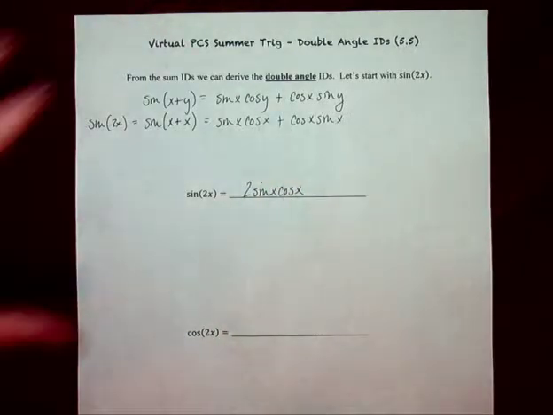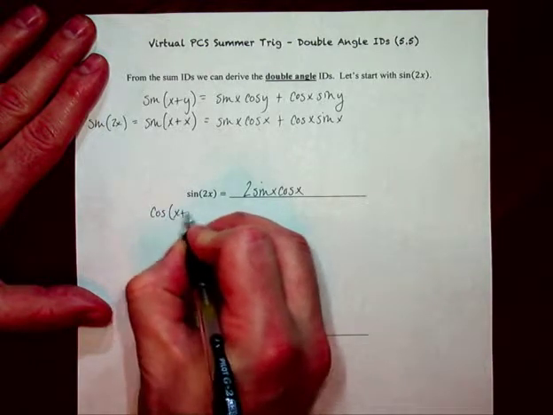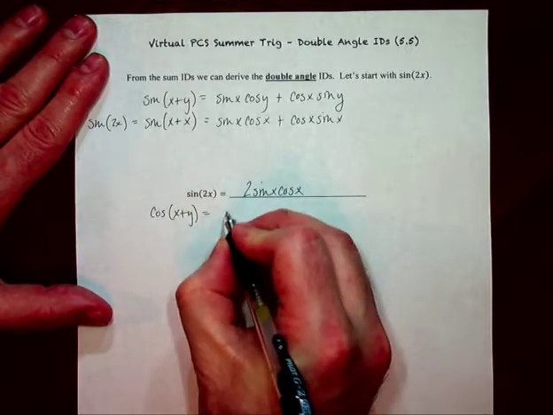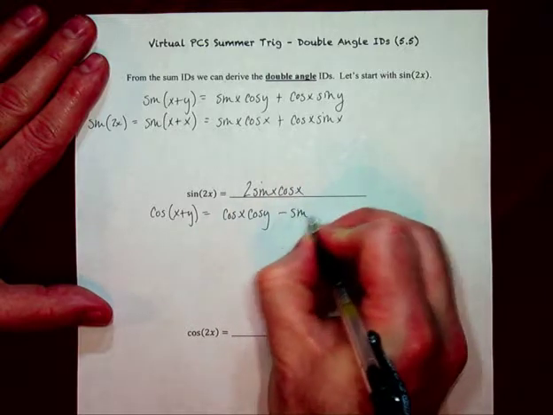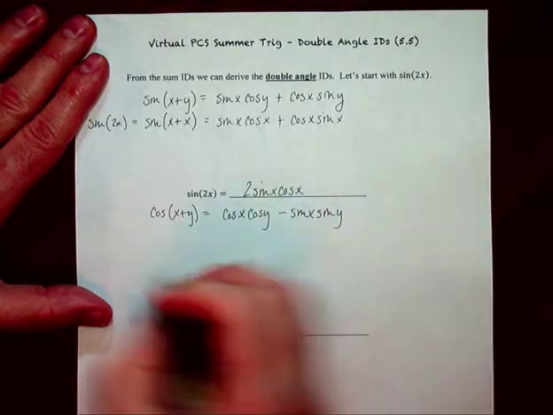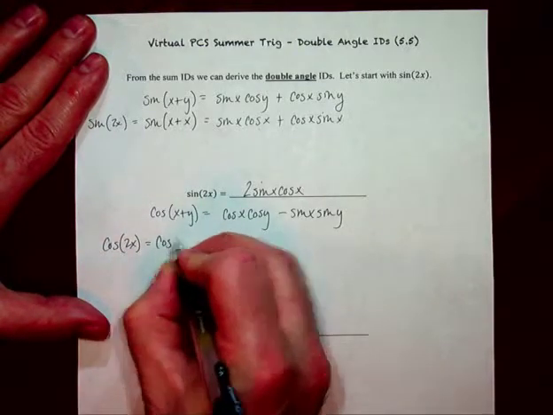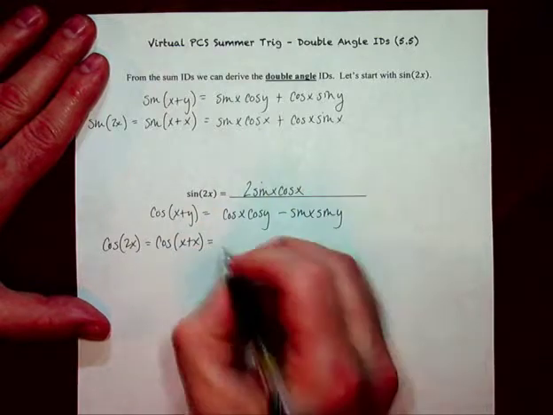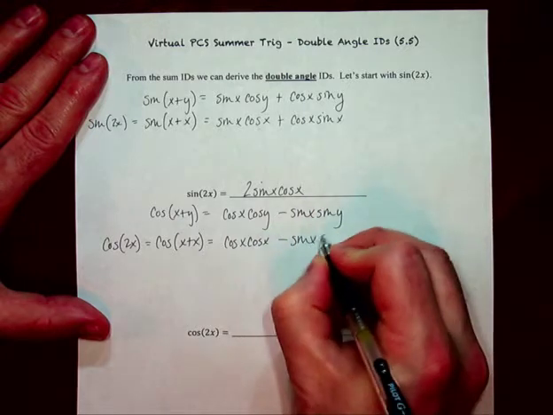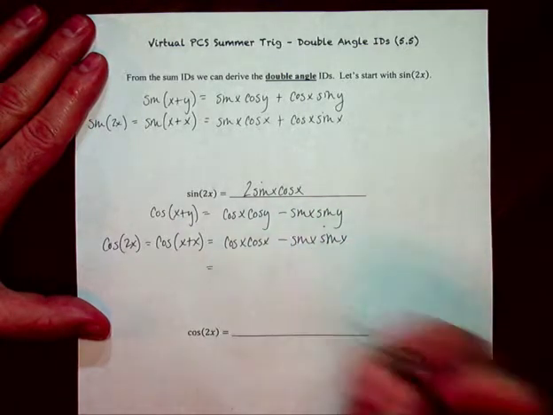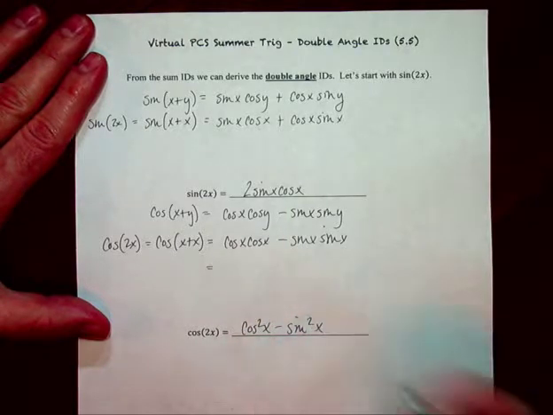Yay! Okay. Now, like sine, cosine of 2x is related to its sum identity. And you get cosine x cosine y minus sine x sine y. And what I get is cosine of 2x is equal to cosine of x plus x. And that's cosine x cosine x minus sine x sine x. And that, of course, is going to be cosine squared x minus sine squared x.